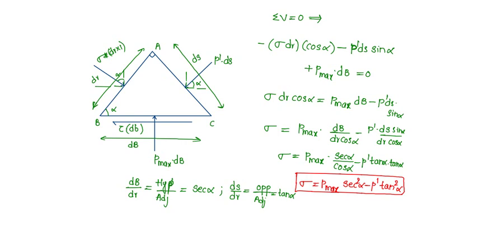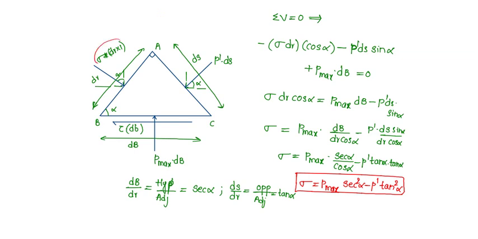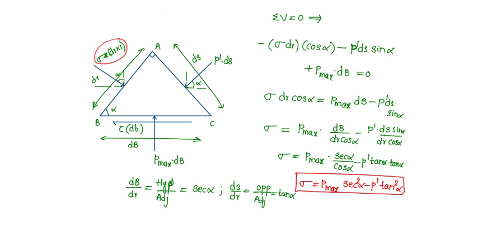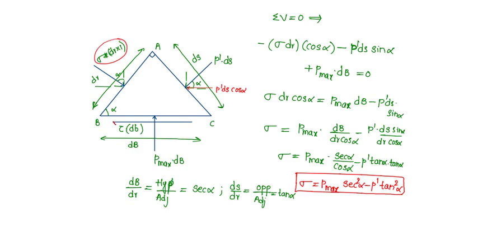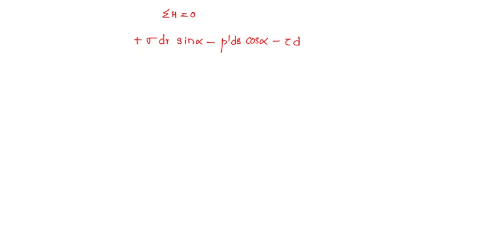Now equating the horizontal components of forces to 0, due to sigma dr, the horizontal component is the sine component. So sigma dr sine alpha, which is acting towards right, let us take it as positive, and towards left, let us take it as negative. Then this component will be P dash ds into cos alpha, which will be negative. So take this as positive, minus P dash ds cos alpha. Tau is acting towards left, so let us take it as negative, minus tau into dB is its component. Equating it to 0, tau dB will be equal to sigma dr sine alpha minus P dash ds cos alpha.